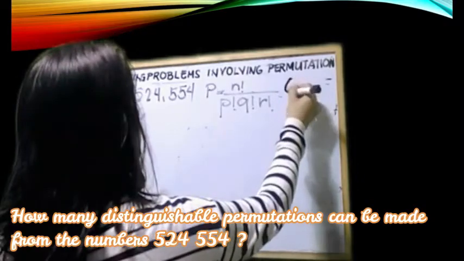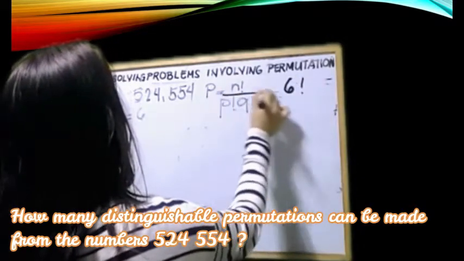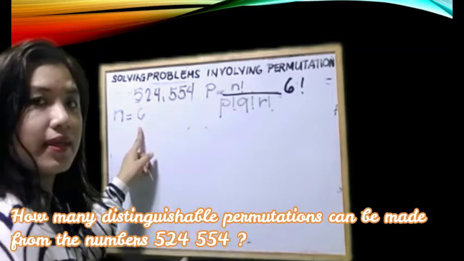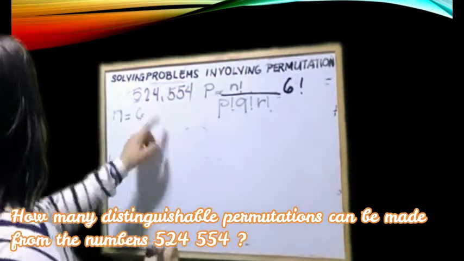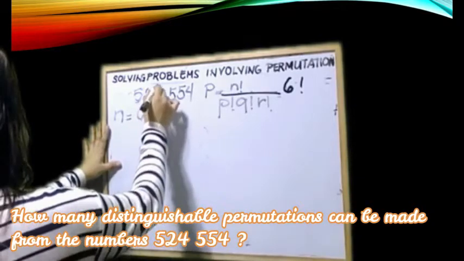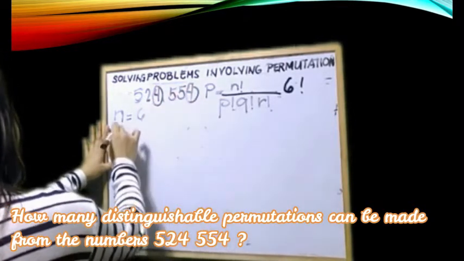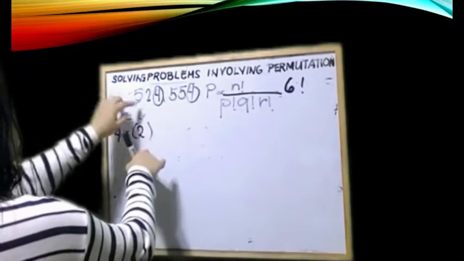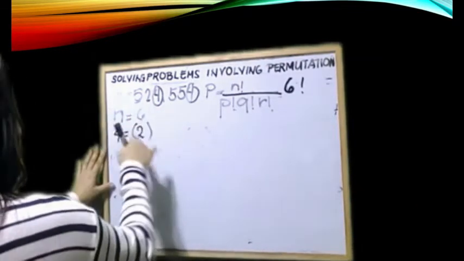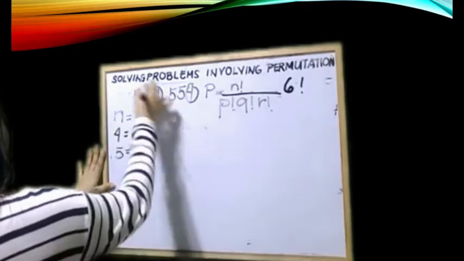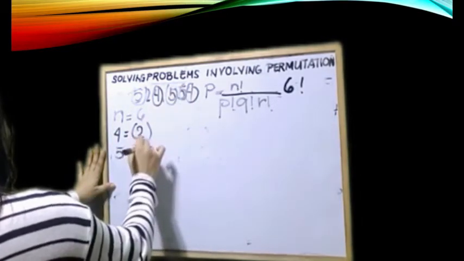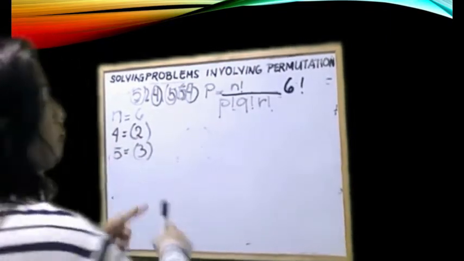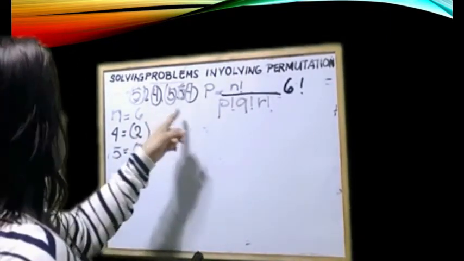So this will be 6 factorial. And let's find out those repeated digits in a set. We got, what are those? 4. 4 are being repeated twice. Let's put it here, twice, because we need the frequency. What else? Number 5. 5 repeated thrice. So we'll put here the frequency because we will be using that one. Since we only got 2 numbers that are being repeated, which are the 4 and the 5.